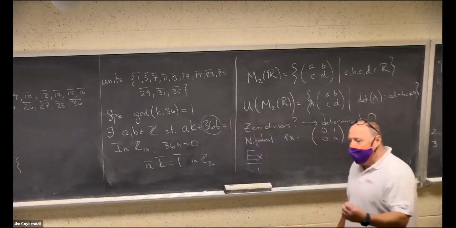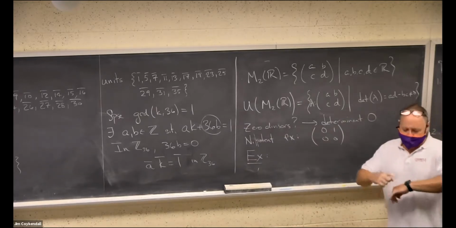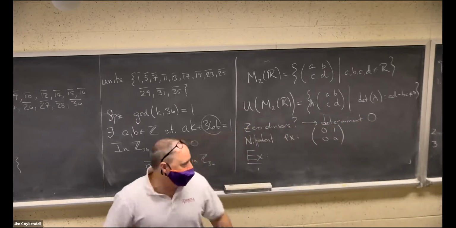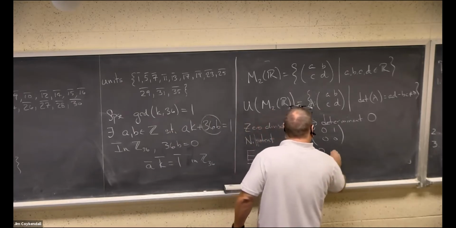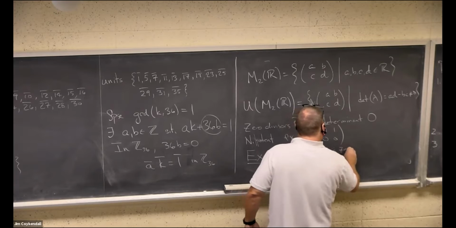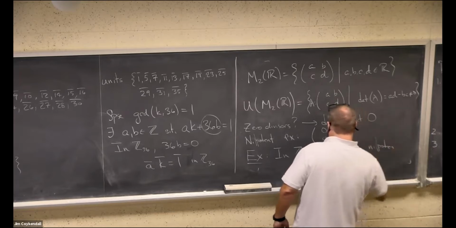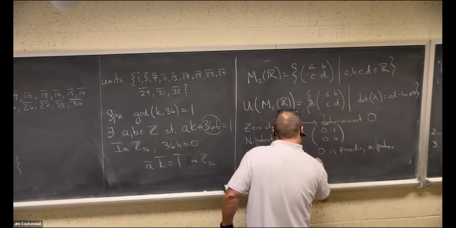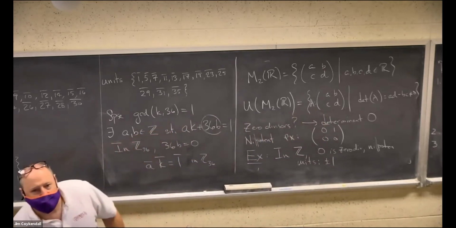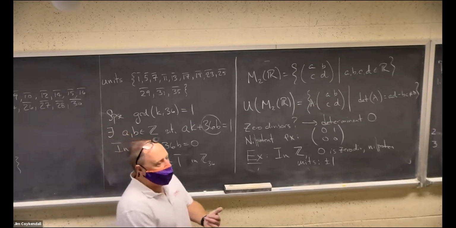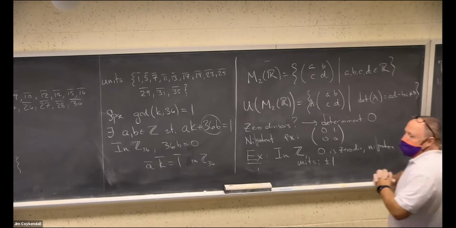Let me point out one last thing. In these examples, I don't want to paint the picture to you that everything is either a unit or a zero divisor in a ring. In fact, that's wildly not true. In Z, 0 is the zero divisor and the nilpotent, and the units are plus or minus 1. But everything else is neither a unit nor a zero divisor. 2 is not a zero divisor, and 2 is not a unit because 1/2 is not an integer. Okay, any questions?